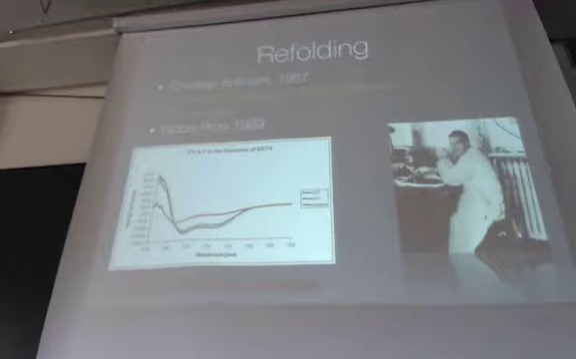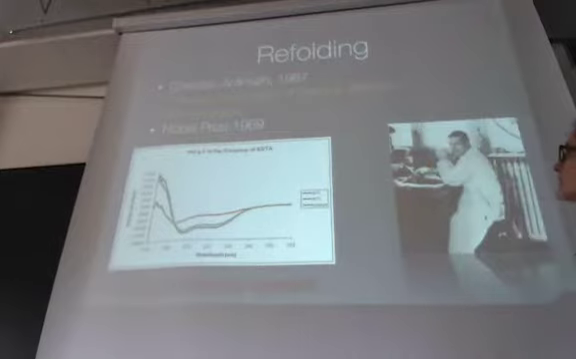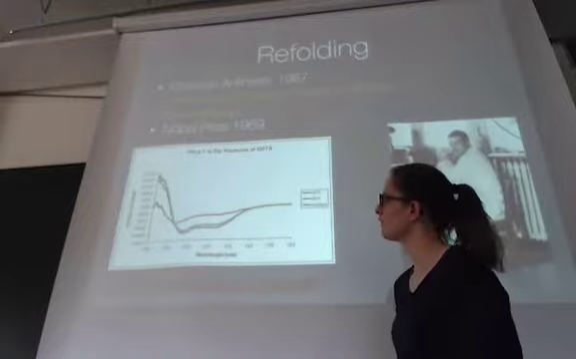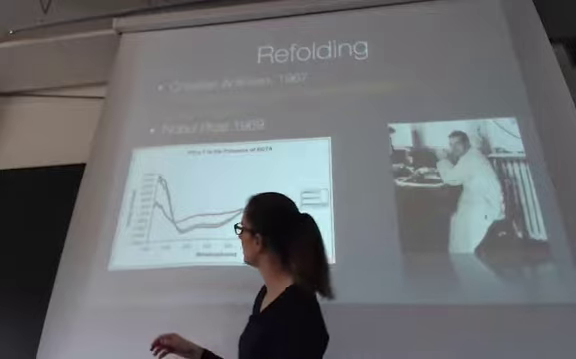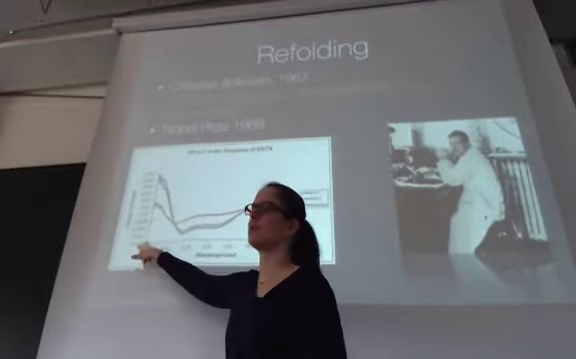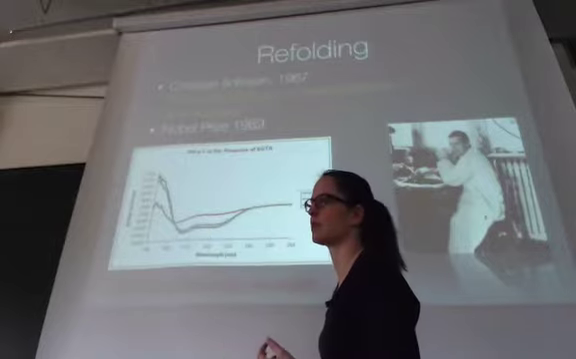The first person who discovered that folding is a reversible process was Anfinsen, who got a Nobel Prize for this. He showed that not only can you unfold, you can refold. This is, I think, a CD spectrum, circular dichroism. I don't know if you know what that is. It doesn't matter. It's just indicative of secondary structure.